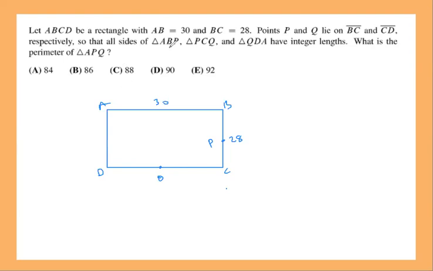And the sides of ABP, so let's connect those. Okay, ABP is this triangle. And PCQ, and then QDA, which is this one. Okay, so all the sides are integers, which is nice. Based on this, what is the perimeter of this middle triangle?